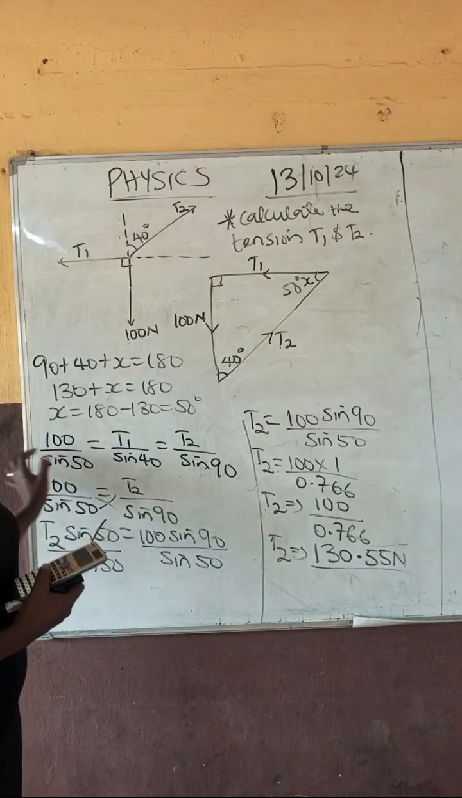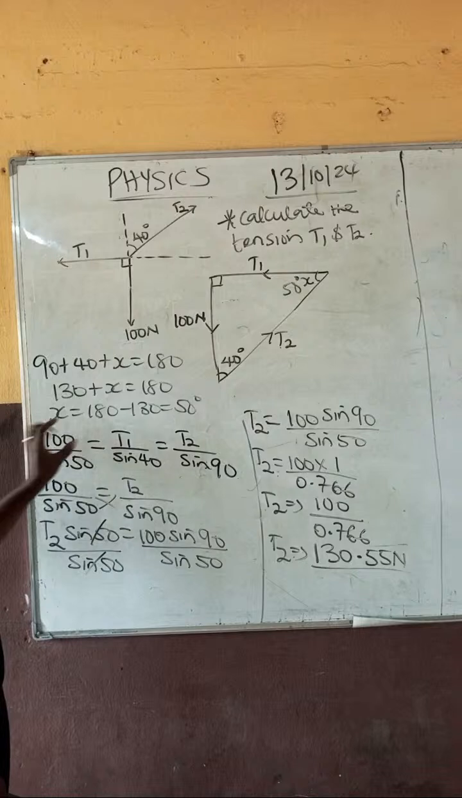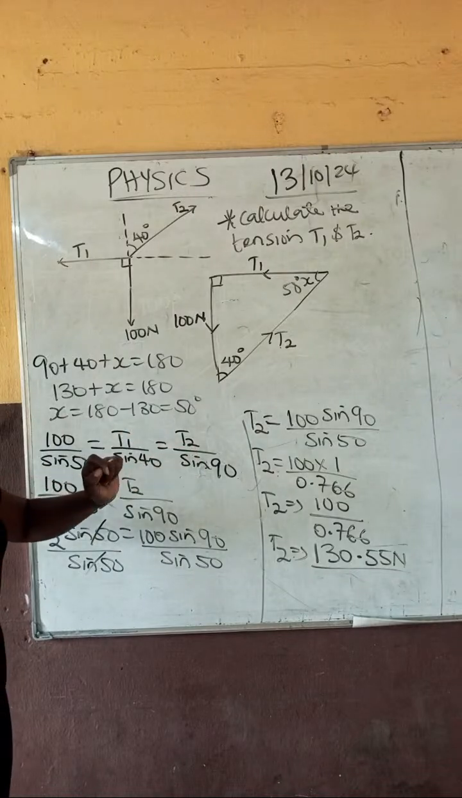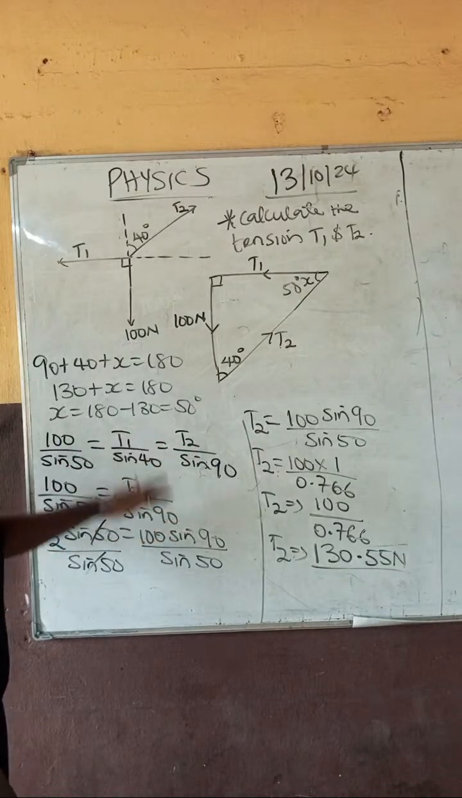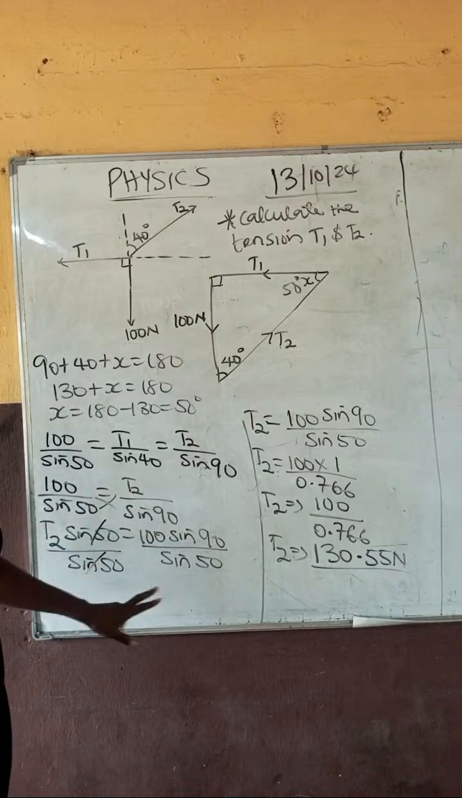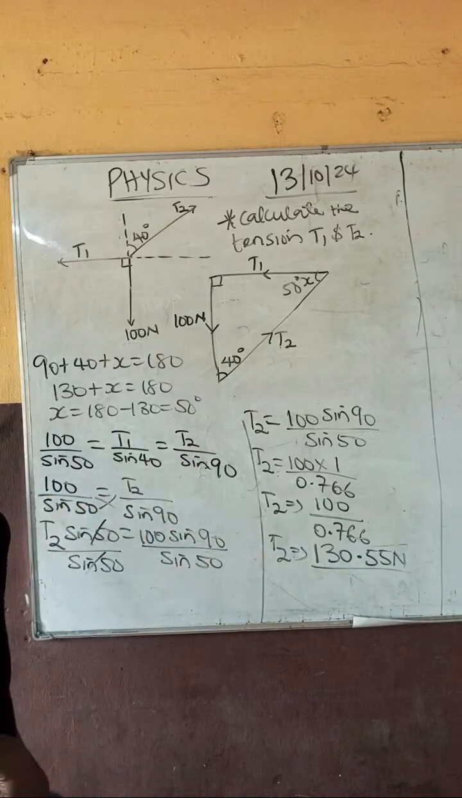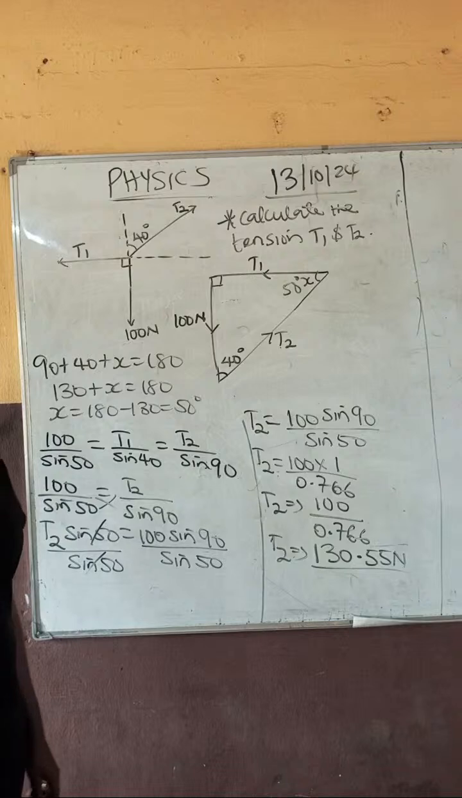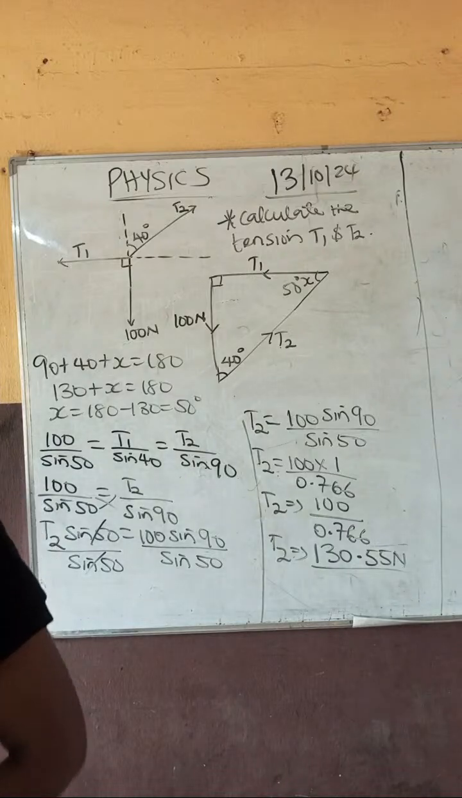Alright, since you have gotten the first one, just equate this and equate this to get the second tension, which is T2. Then we do cross multiply and make it the subject, and we arrive at our answer to be 130.55 Newton.